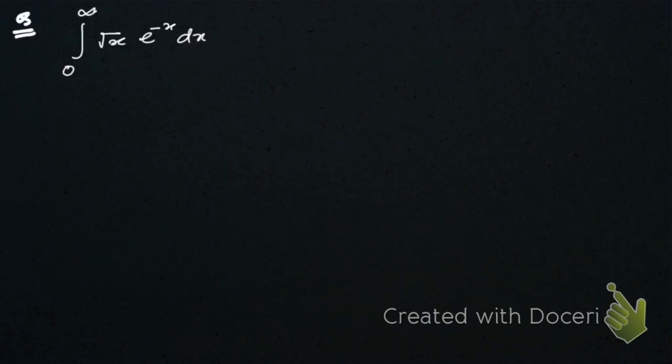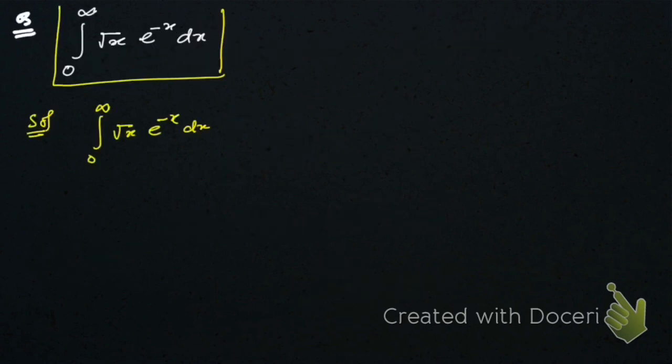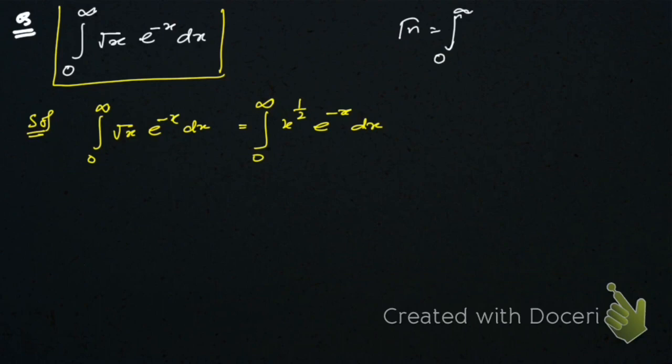So here is the first question. We're going to solve this. So now let us solve this one. What we're going to do here, we can write this as integral 0 to infinity x to the power half, right? Root x can be written as x to the power half e to the power minus x dx. Then you see, we know the definition of gamma n, that is gamma n equal to integration 0 to infinity x to the power n minus 1 e to the power minus x dx, right?